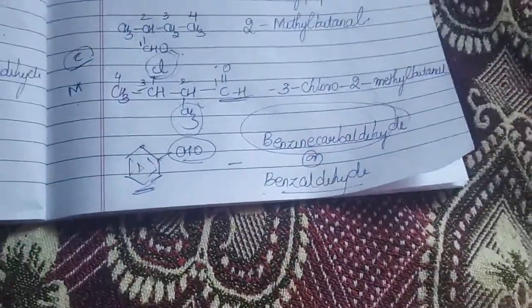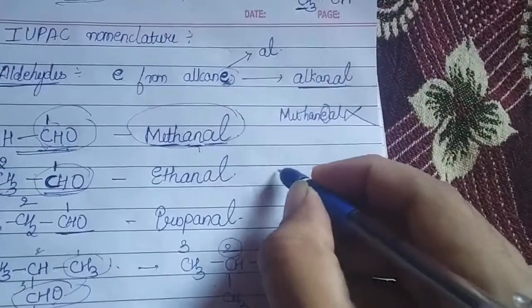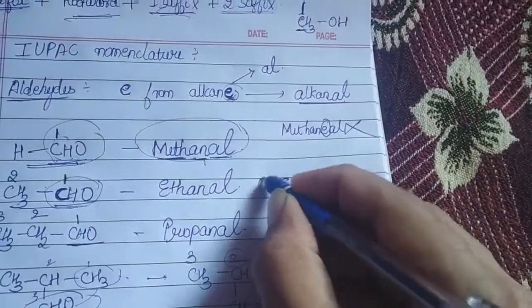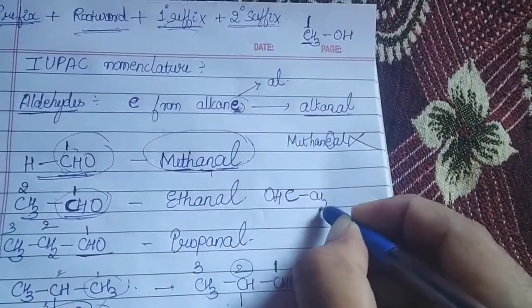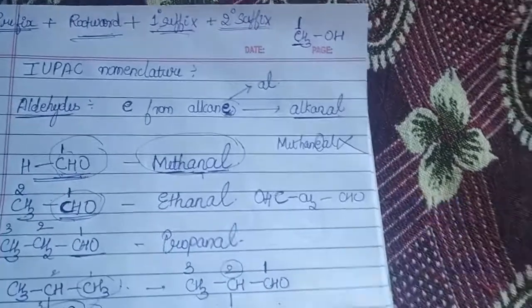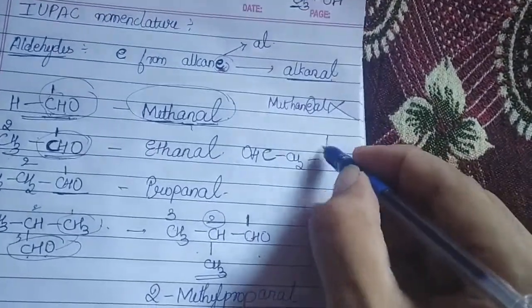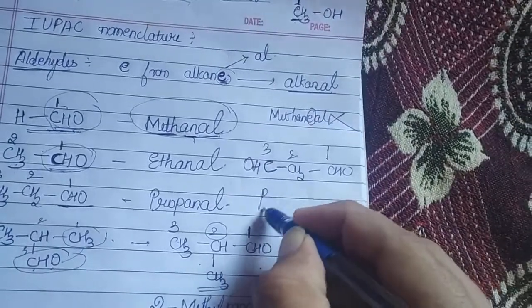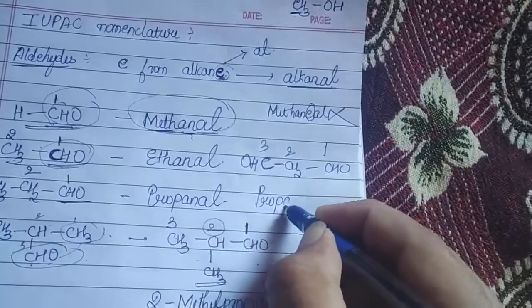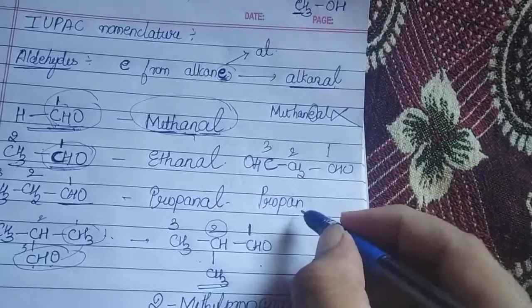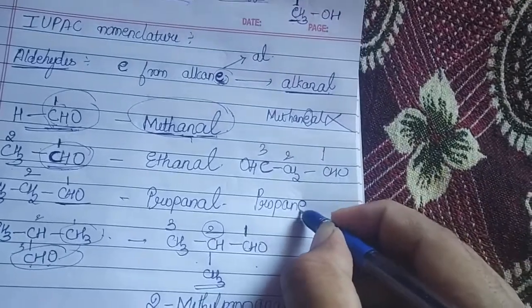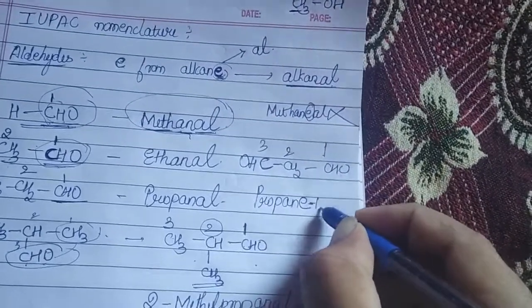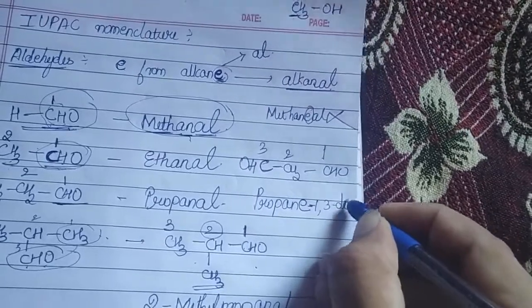Yes or no? So let us take now an example in which you are having two CHO groups: CHO, CH2, CHO. So what will be the name of this compound? Of course 1, 2, 3. So there is no prefix. So propane. Yes, but do remember it is having E. Why am I going to say now 1,3-diol?